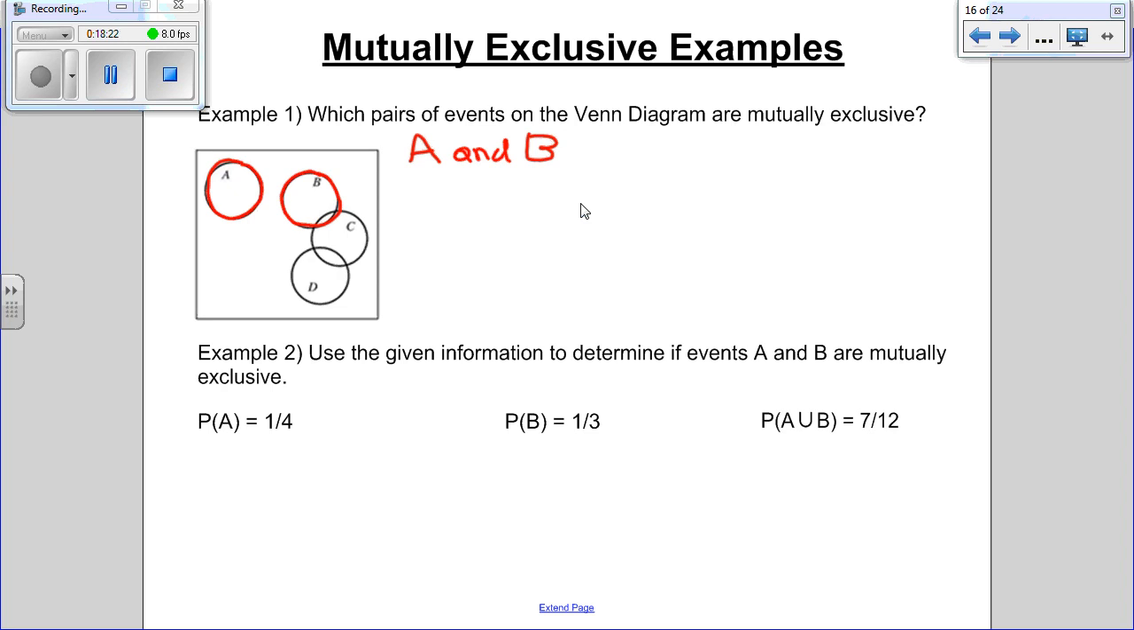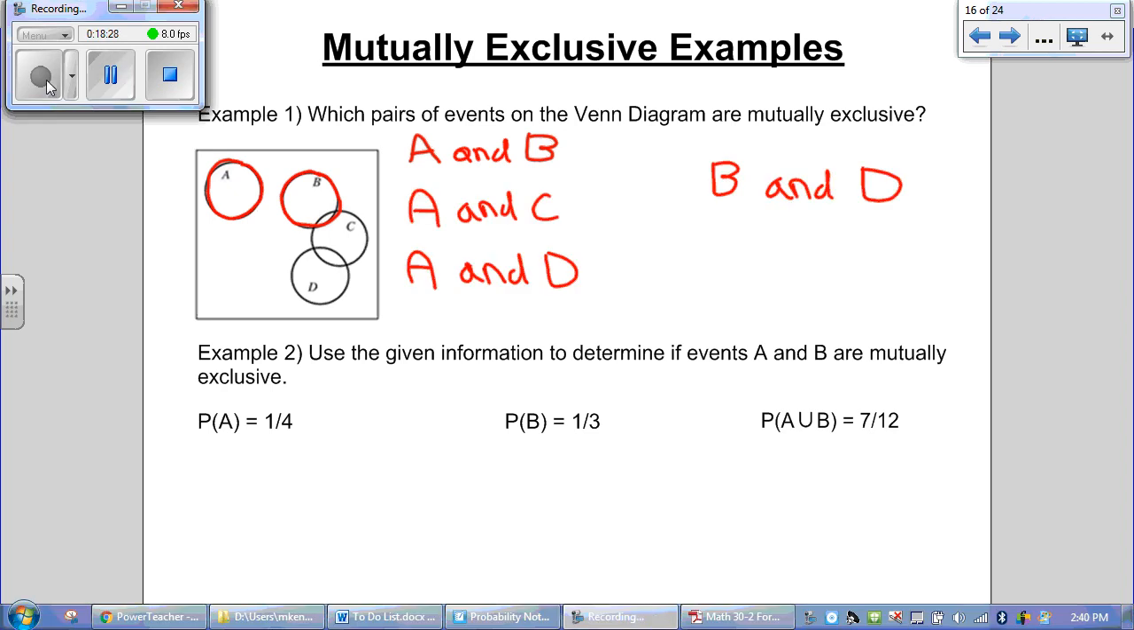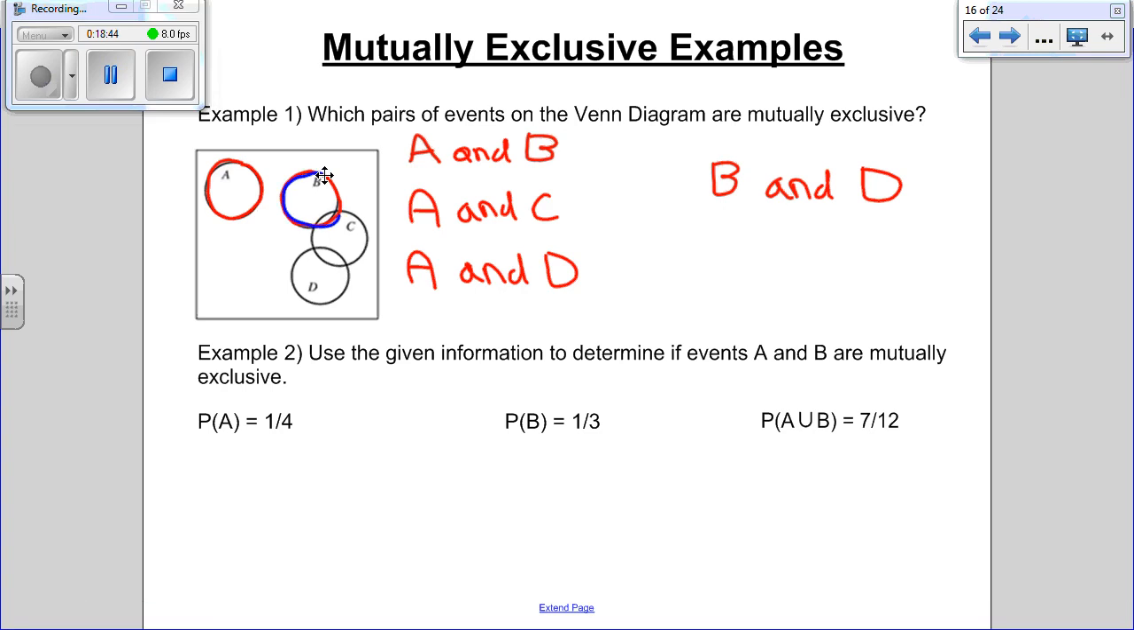So you were looking for events that couldn't happen at the same time. There's no way that A and C could happen at the same time because they don't cross each other. A and D couldn't happen because they don't cross each other. The only other one that's a little bit tricky is the fact that B doesn't ever intersect with D. They both intersect C, but they don't intersect each other in the same spot. So B and D would also be mutually exclusive events.